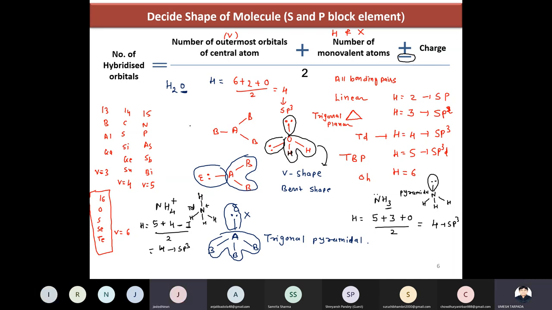What about SO4 minus 2? Which one is the central atom? Sulfur. Sulfur belongs to which group? 16. So here you can take 6. There is no monovalent atom. Oxygen is divalent. Charge is minus 2. So what will we do, add it or subtract it? Plus 2. Plus two, yeah, because it's a negative charge, divided by 2. So your answer becomes 4. That is again sp3 hybridization.